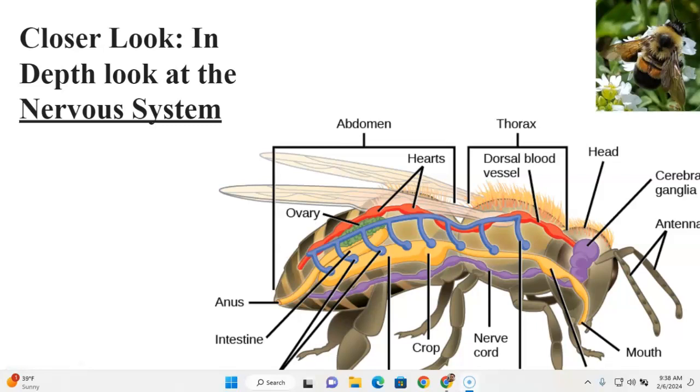Welcome to part 2 of the Rusty Patch Bumblebee Animal Project. We left off talking about some of the major organ systems within the Rusty Patch Bumblebee, some of which are pictured here. And I'm going to go closer in depth now to the nervous system. The nervous system on this diagram shows purple. So we see cerebral ganglia, nerve cord, and that's about it. But there's a little more to it. We're going to find out what that is.